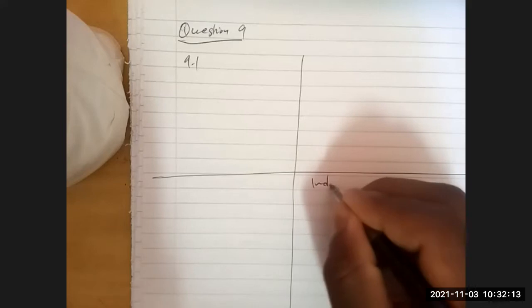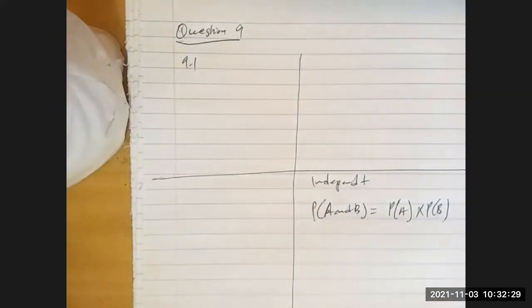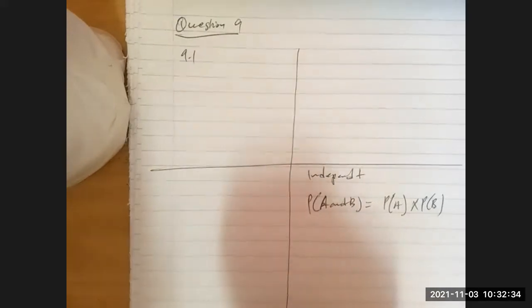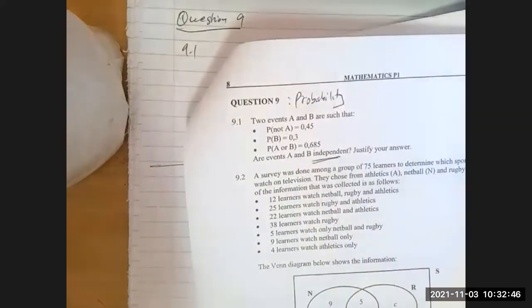To prove that the two events are independent, what do we need? It should follow that the probability of A and B is equal to the probability of A multiplied by the probability of B. This is how we prove that two events are independent. So now, what is the probability of A? Do we have it here? It is not there. We have the probability of not A.